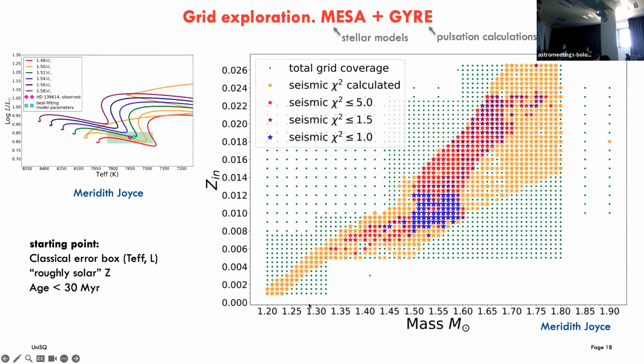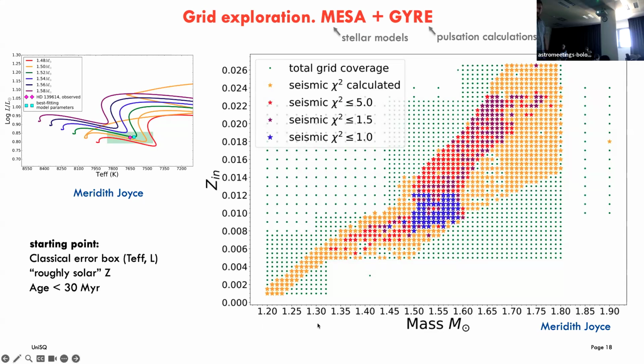We start off with the classical error box, that's the temperature and luminosity, but they're not hard priors, and we expand the grid as we chase the lowest chi-squared in the solution. We start off with roughly solar metallicity, but again, we expand it on either side. We also start off searching only ages younger than 30 megayears, because we know this star has a planet-forming disk. There's no need to calculate gigayear models, right?